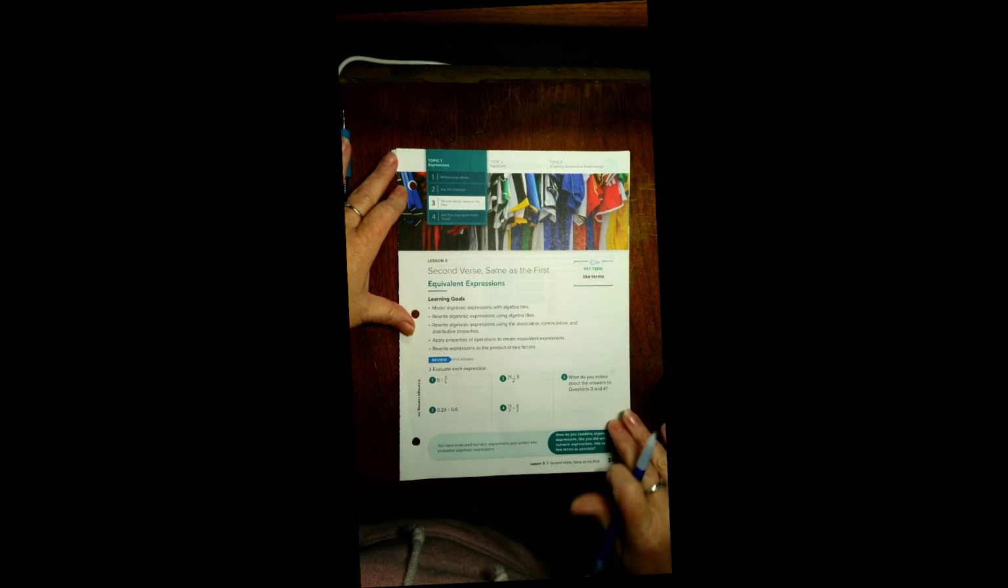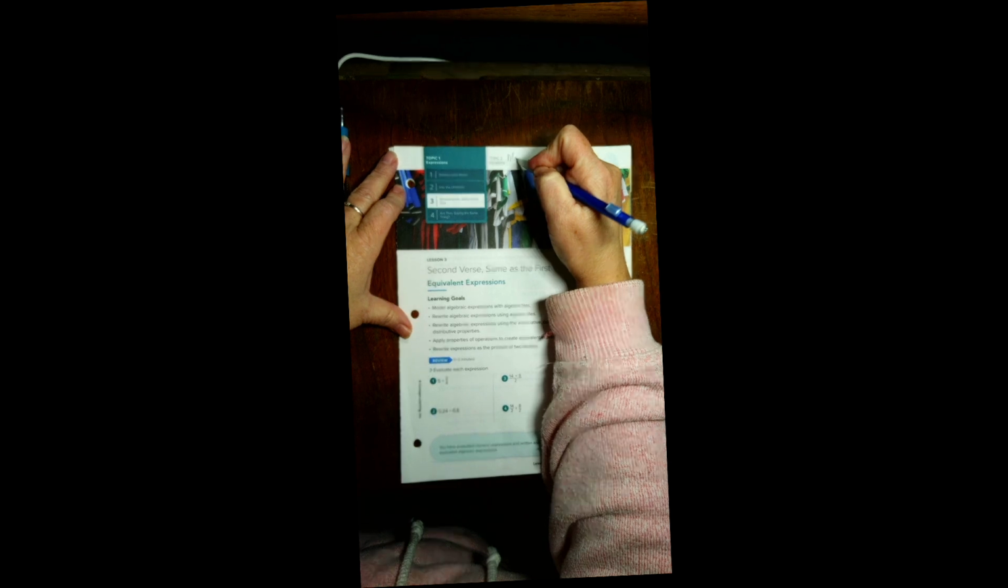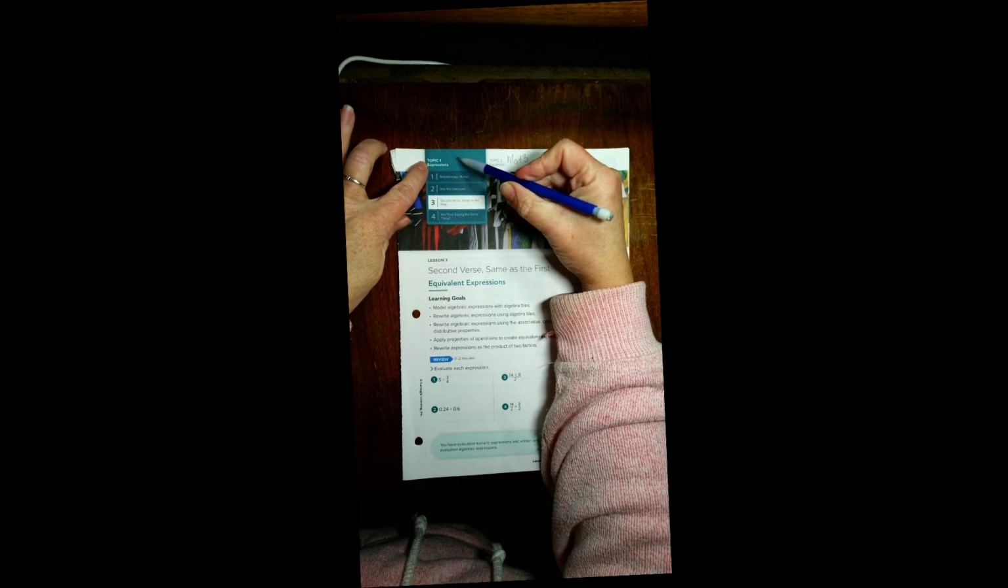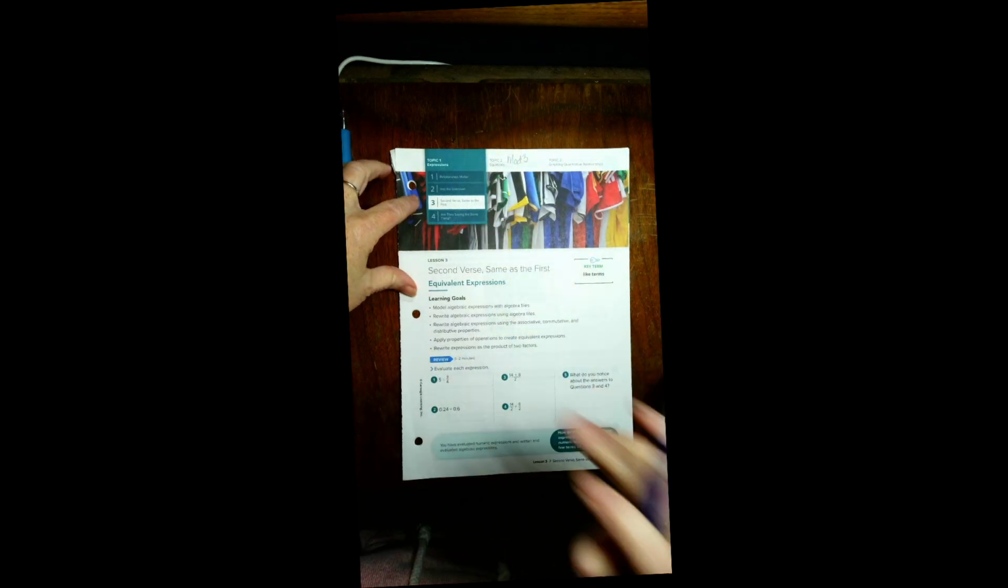Hi everyone, we are moving on to a new lesson. We are in Module 3. We're still in Topic 1, but we're moving on to Lesson 3.